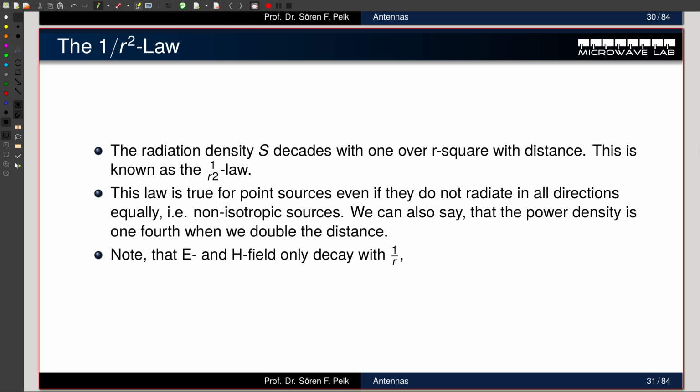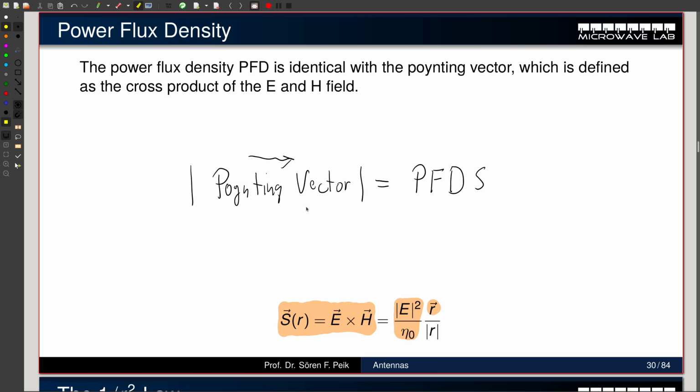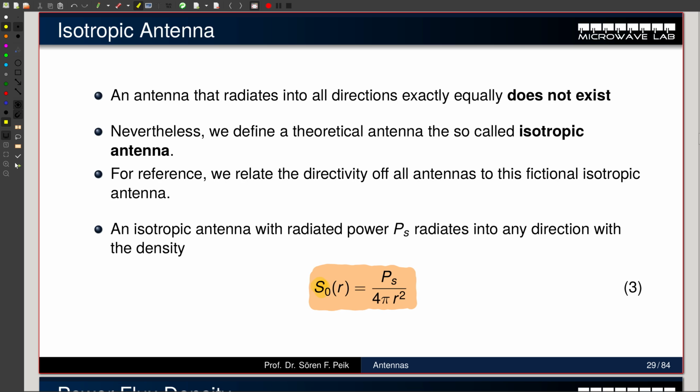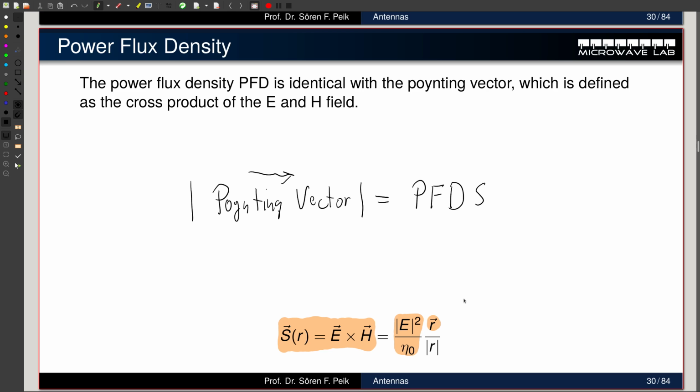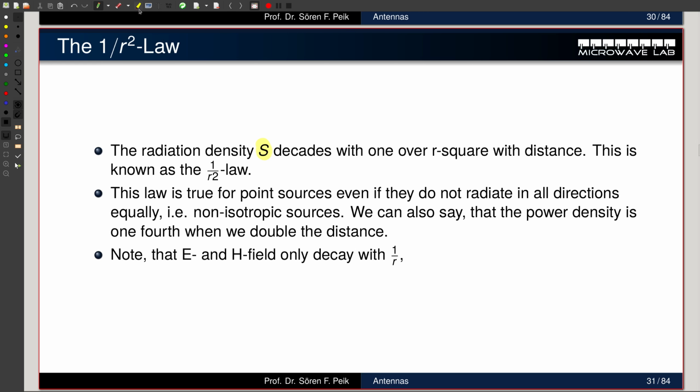In my formula, when you go back here, you see that S is related to R by 1/r square. S is proportional to 1/r square. This is an important relation, because when we double the distance, that makes the flux density 1/4. When we have 10 times the distance, my power flux density is only 1/100. So the flux density decays with the square of the distance, which is unfortunate, but that's a fact of life, and we have to live with that. So it's called the 1/r square law.